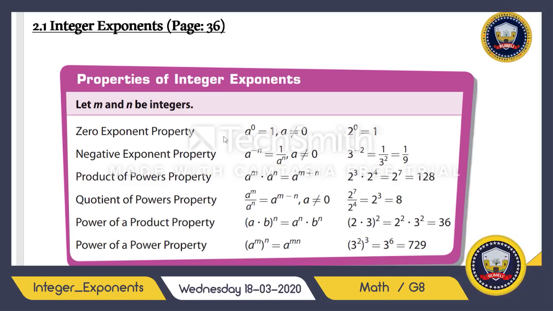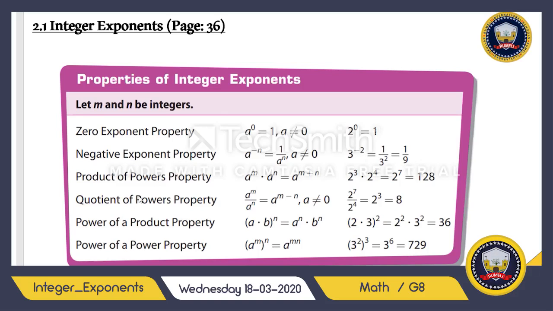The second one is the negative exponent property. A raised to the power of minus n is always equal to 1 over a raised to the power n, for a, again, not equal to 0. Why? Because we cannot divide by 0. An example for this, 3 to the power of minus 2 is always equal to 1 over 3 to the power of 2, which is 1 over 9.